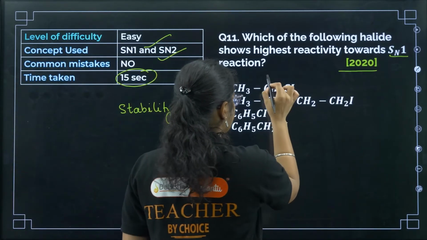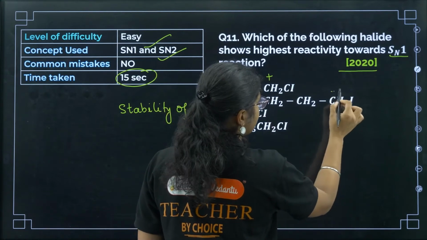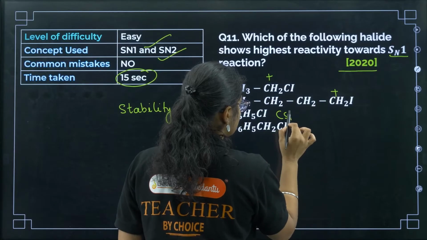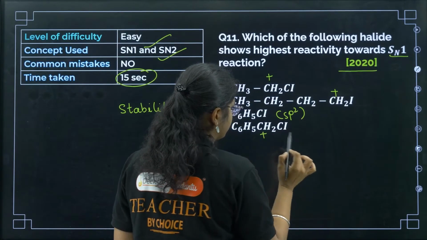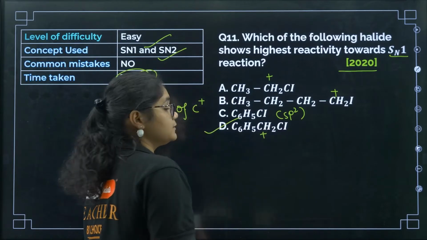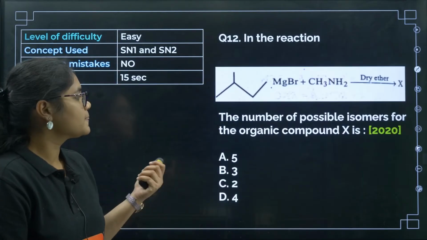So here what will I get? A primary carbocation. Here also I'll get a primary carbocation. Here the carbocation is on an sp2 carbon, and here I'll get a benzyl carbocation. So that is why this is more stable. Option D will be the correct answer.